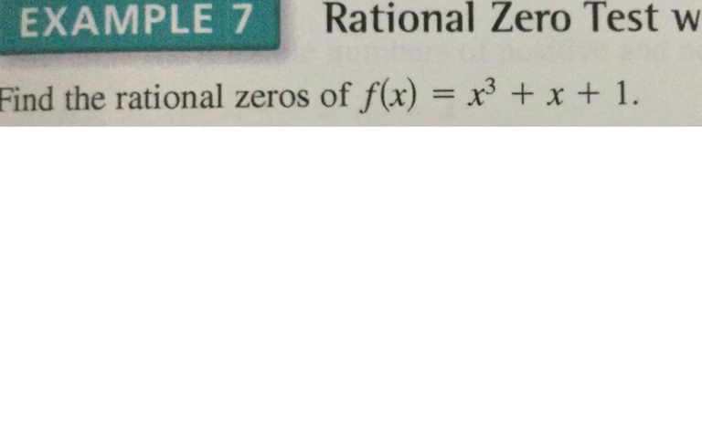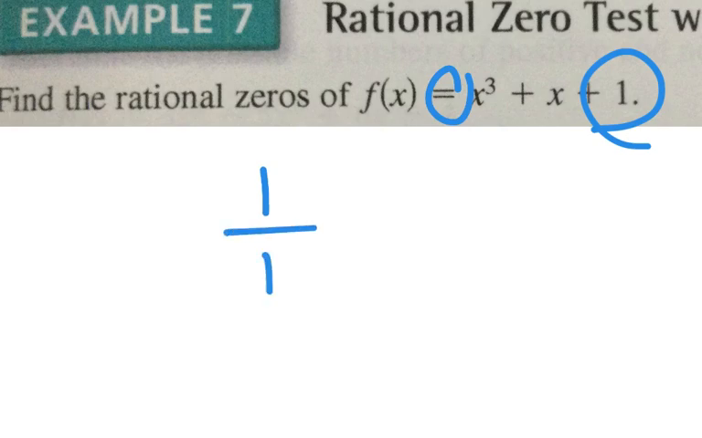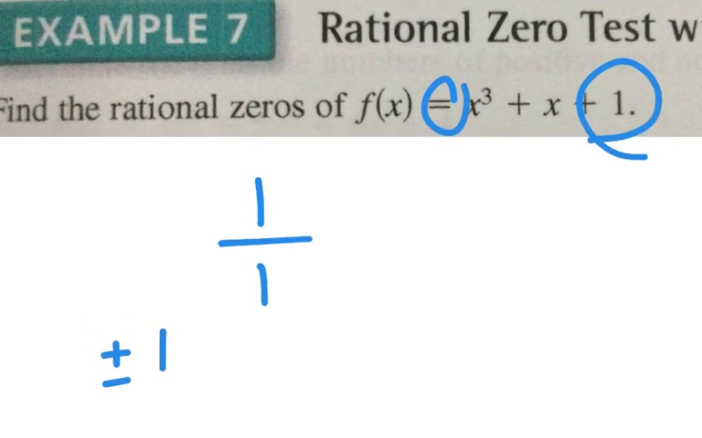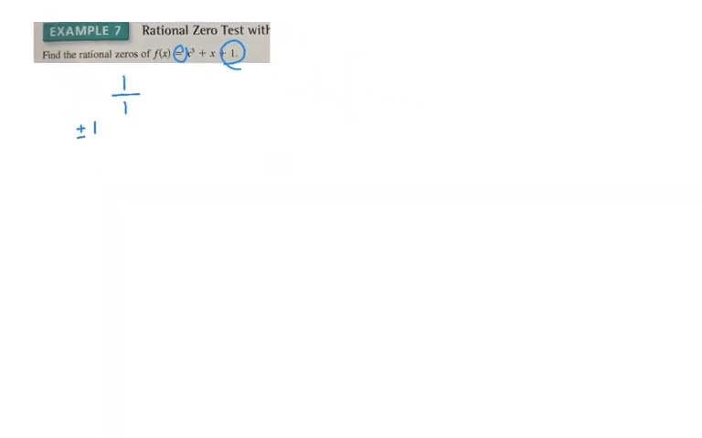So they're going to start us relatively easy. They want us to find all the rational zeros of f of x equals x cubed plus x plus 1. So the first thing I want to do is list all the possible rational roots from this equation. So what are all the factors of the constant term? 1. All the factors of the leading coefficient? 1. So the only thing I have to try is plus or minus 1. That's my only list. So they've narrowed it down for us to make it pretty simple here.